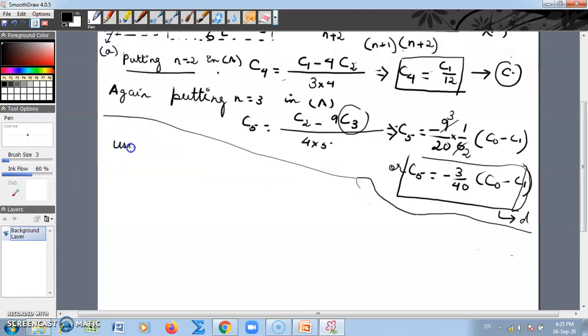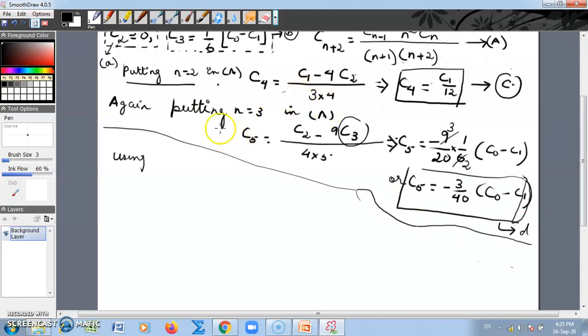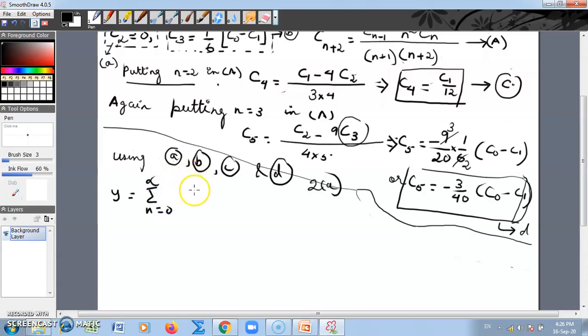So using A, B, C and D in A, actually I should have named this as 2A, the solution, which I named as A. I'm speaking about that one, that y is equal to, we had assumed this solution, sum n goes from 0 to infinity Cn x to the power n. This was the solution. Let us assume that the solution is this. We had assumed that this will be the solution, and when I open it, what do I get?